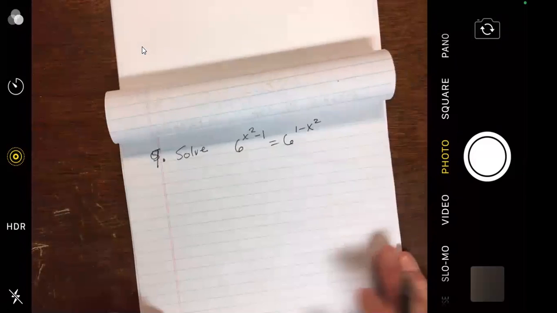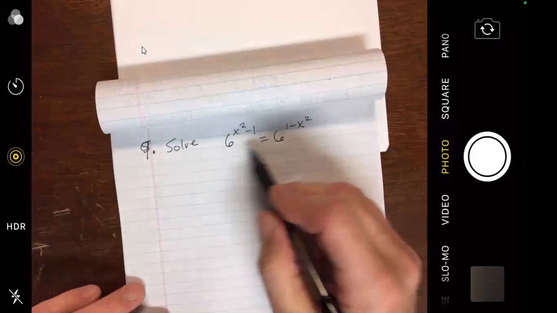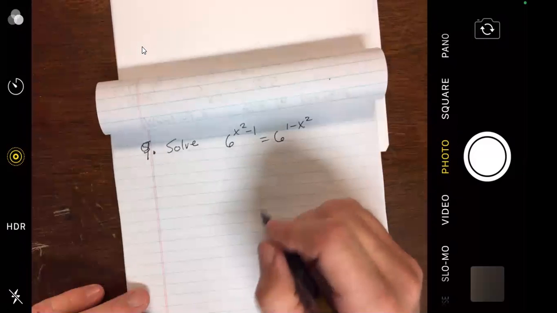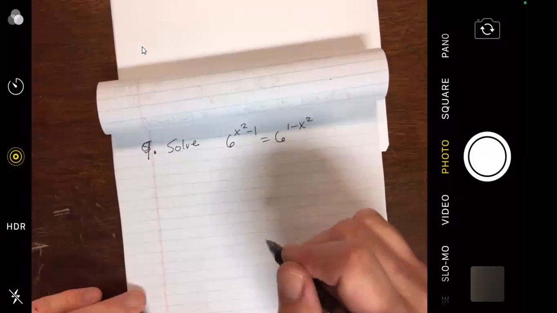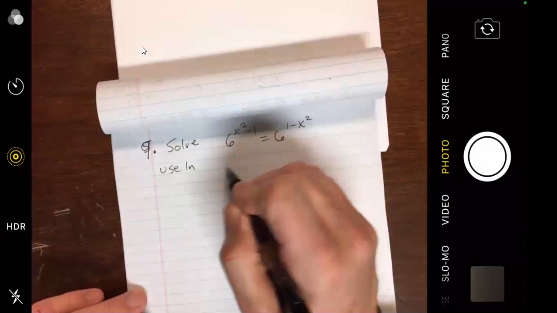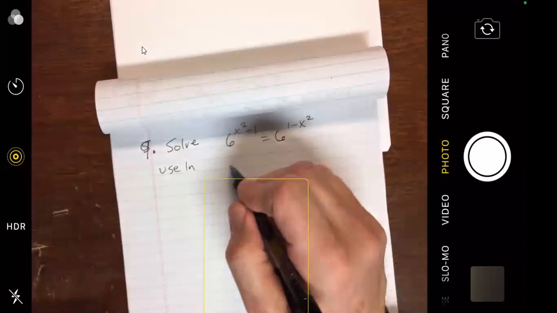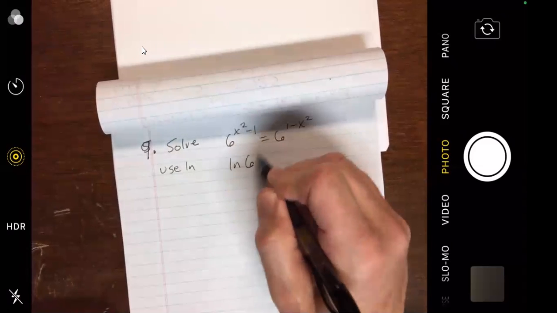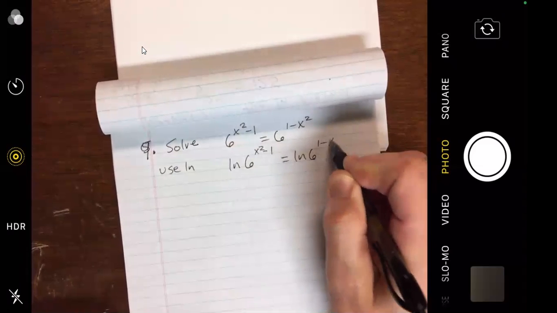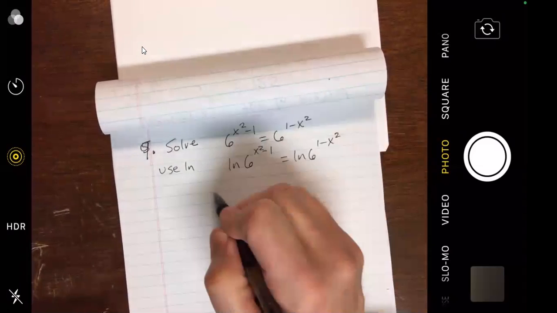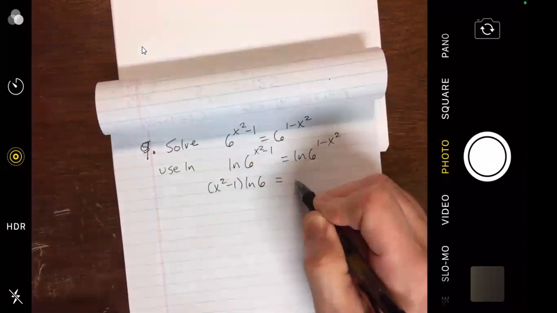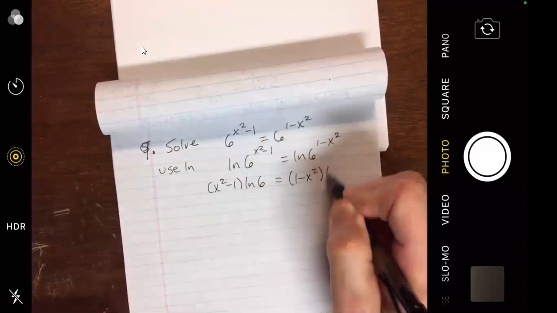Yeah, now you probably could see the straight method here. Since the base is identical, you could just set these powers equal. They're not making you rewrite one of the bases like on number 5. But again, I'm just going to use ln because further down the page, it's not going to be as obvious. x squared minus 1 is equal to ln of 6 to the 1 minus x squared. (x squared minus 1) ln of 6 equals (1 minus x squared) ln of 6.